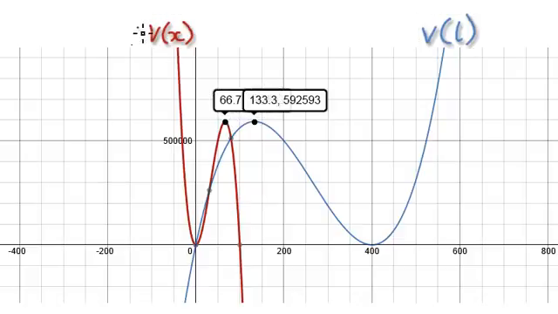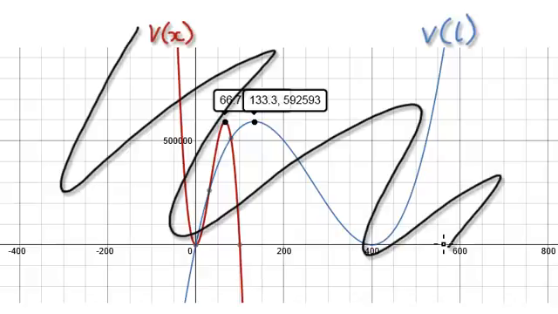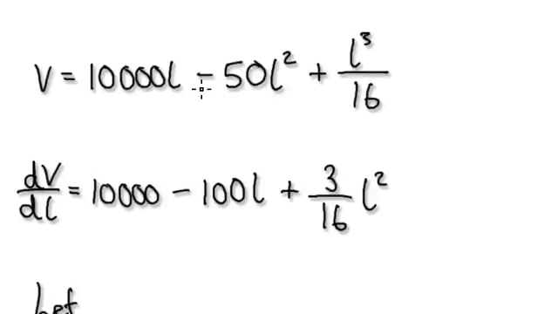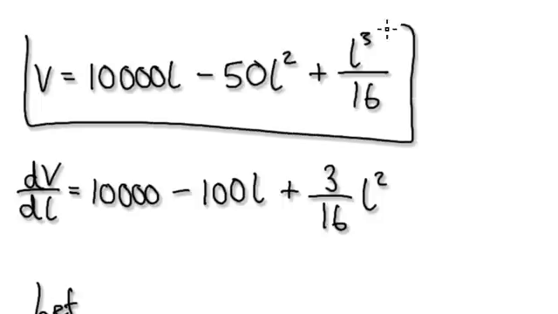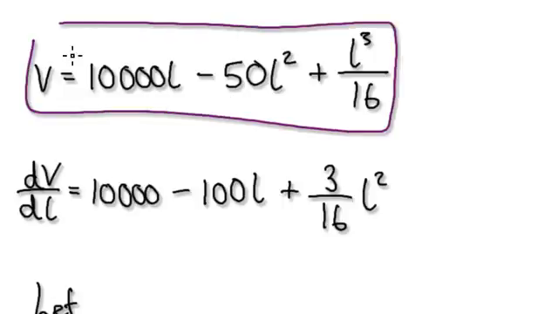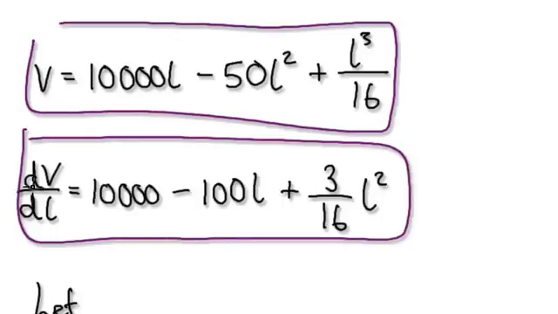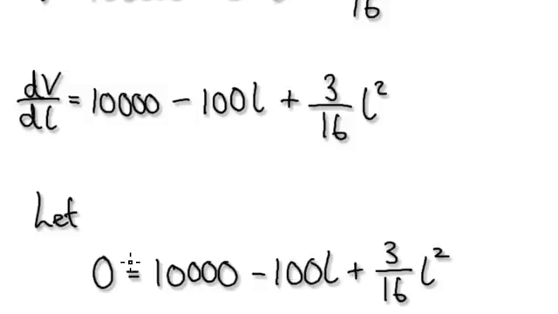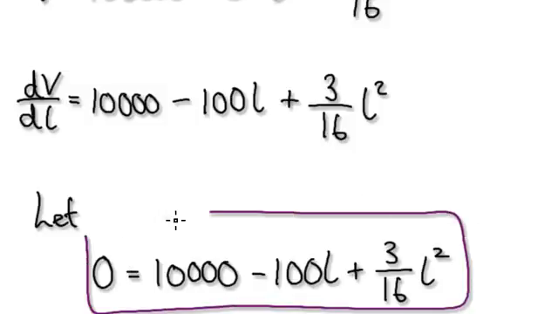Well, anyway, let's pretend we didn't have this graph. Going back to here, we are currently at this stage where we have the volume equals this. So we basically just want to know where the gradient will be 0. So differentiate this, which will give you this, and then set this to be 0. That will then take you to here.